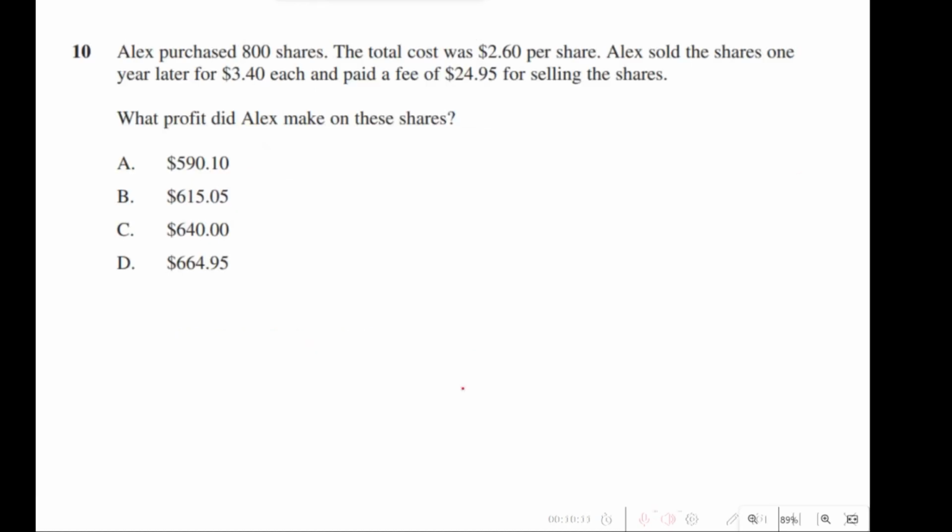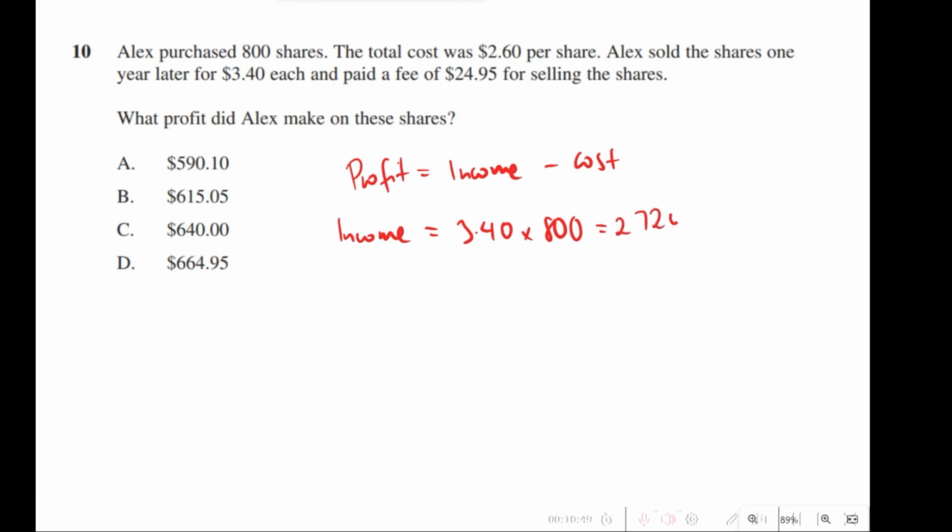Alex purchased 800 shares. The total cost was $260 per share. He sold the shares 1 year later for $340 each and paid a fee of $24.95 for selling them. So what profit did he make? So the profit is going to be the income on the shares minus the cost of the shares. So if we look at the income, it is what money he got for the shares. So when he sold them for $340 and there were 800 shares, the income was $272,000.